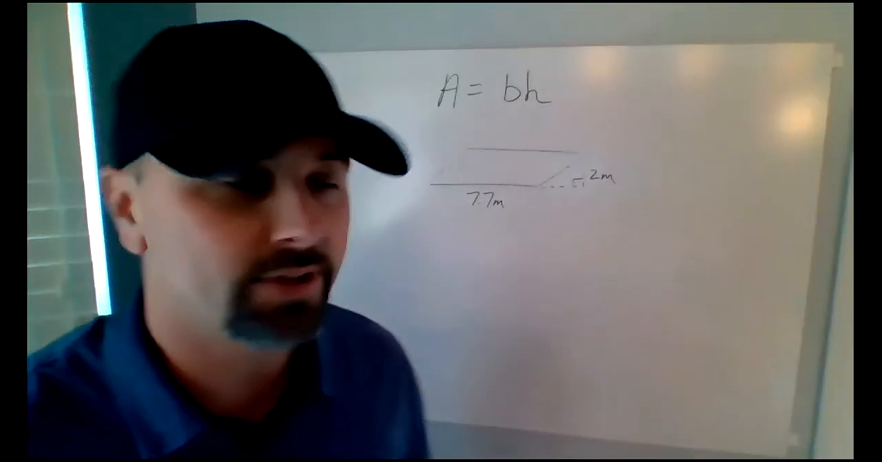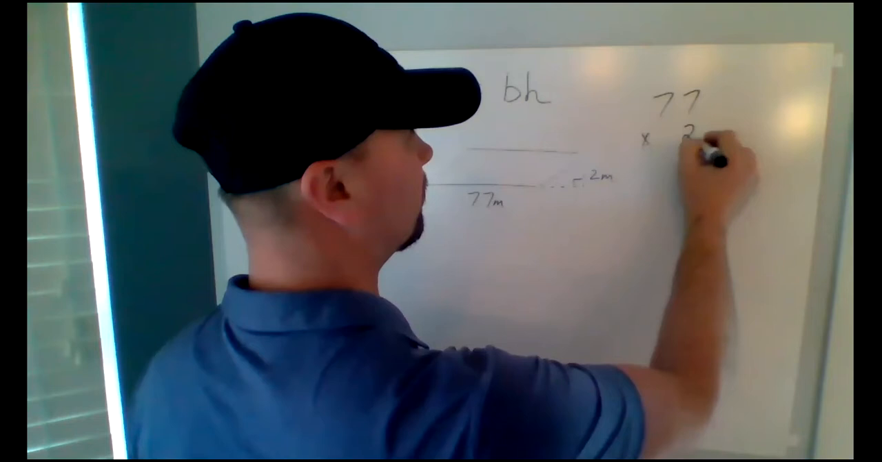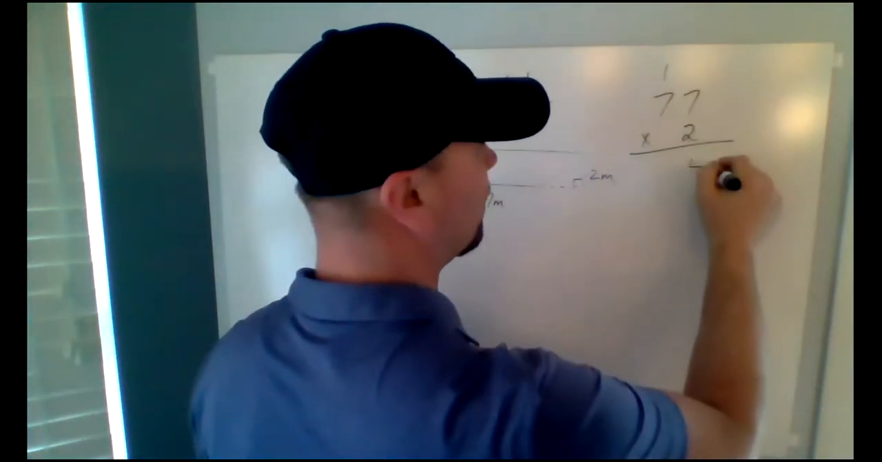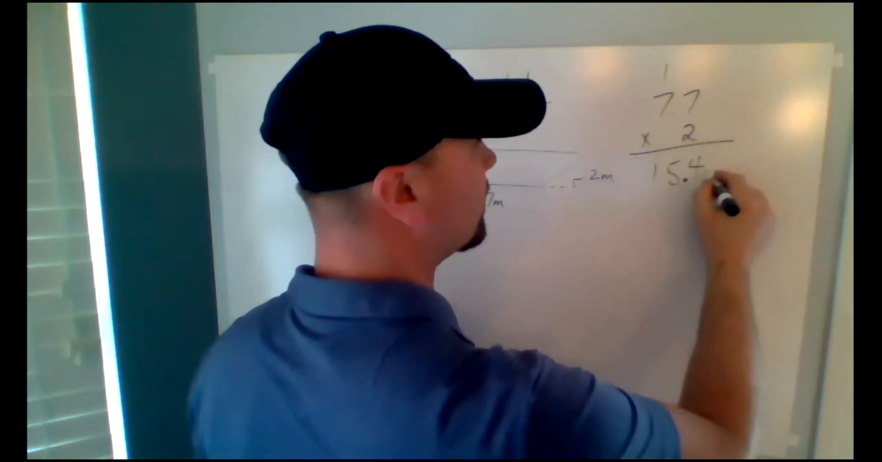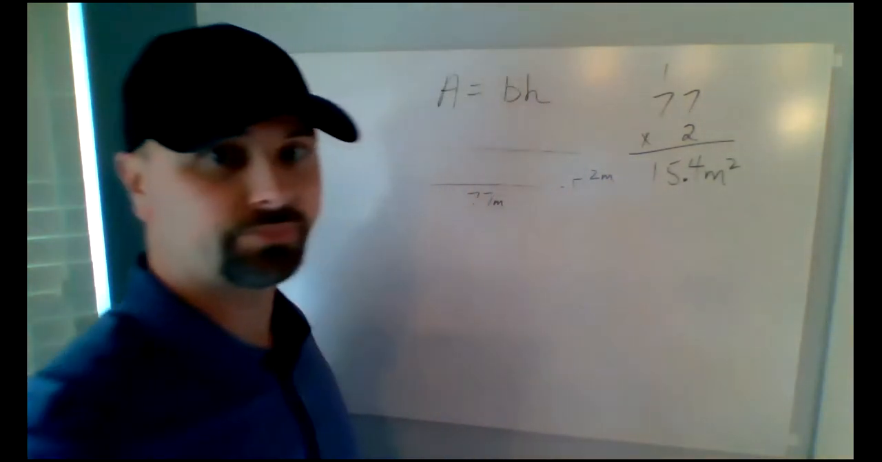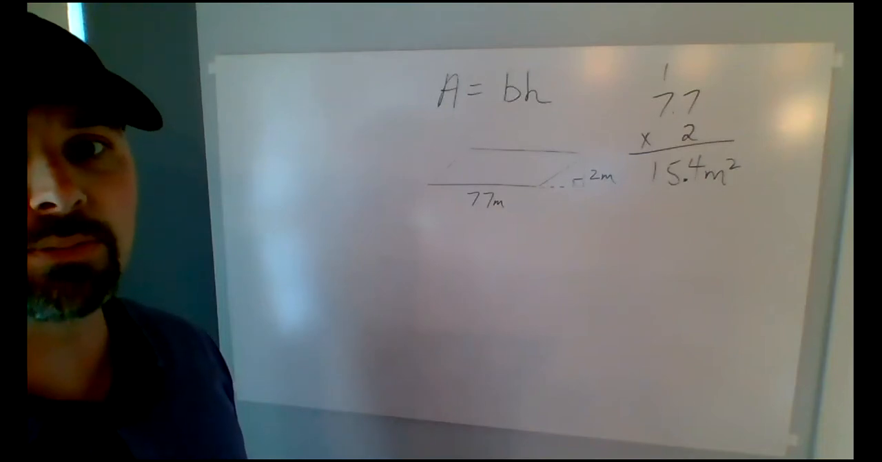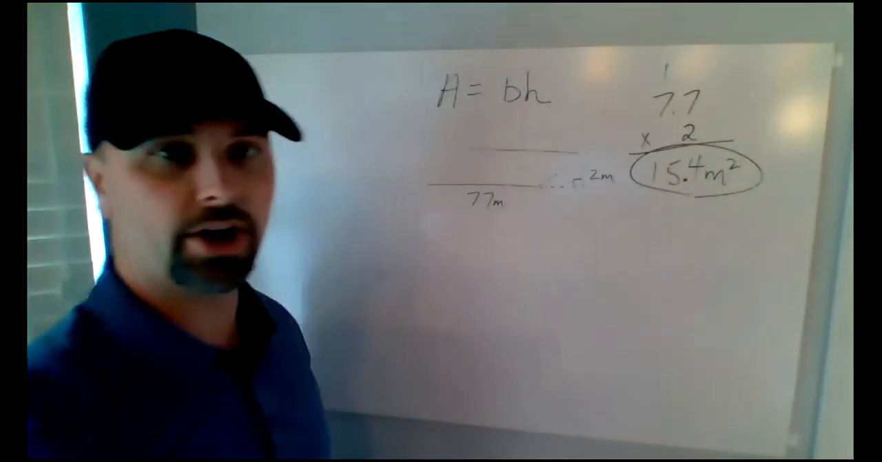Okay, so 7.7 times 2. Base times height. Work it out. 14, 15 over 1. All right, so the answer to the first problem there would be 15.4 square meters of area.